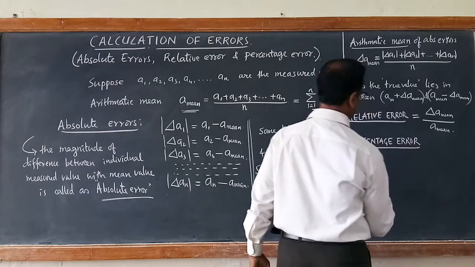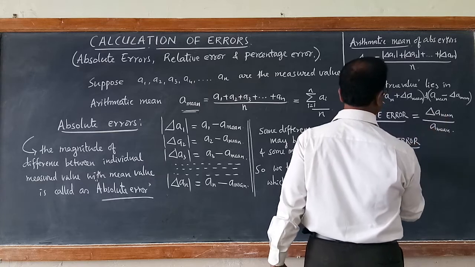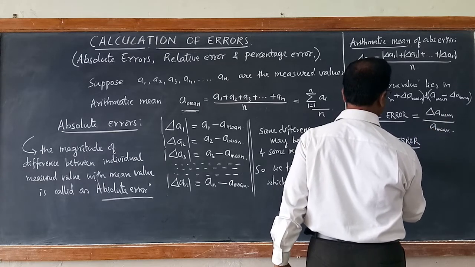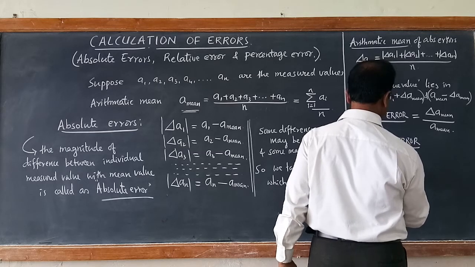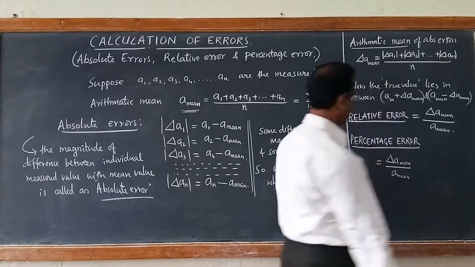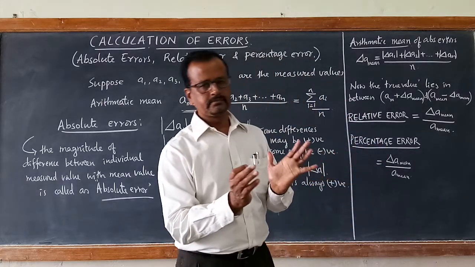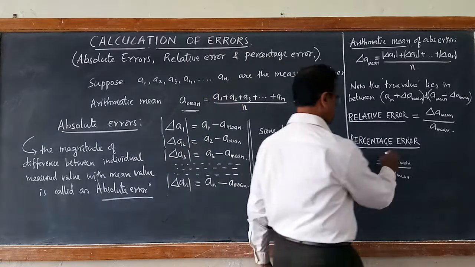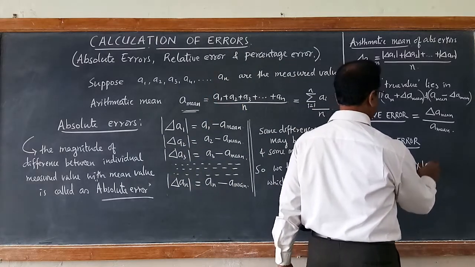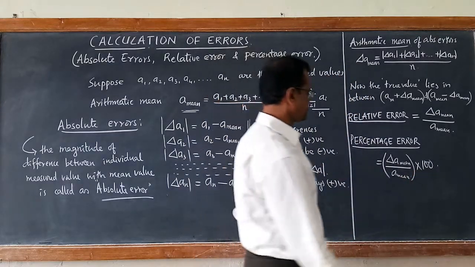Percentage error is calculated as this delta A mean divided by A mean. We are calculating the error for 100. This relative error is going to be a fraction. This fraction calculated for 100 gives us percentage error.